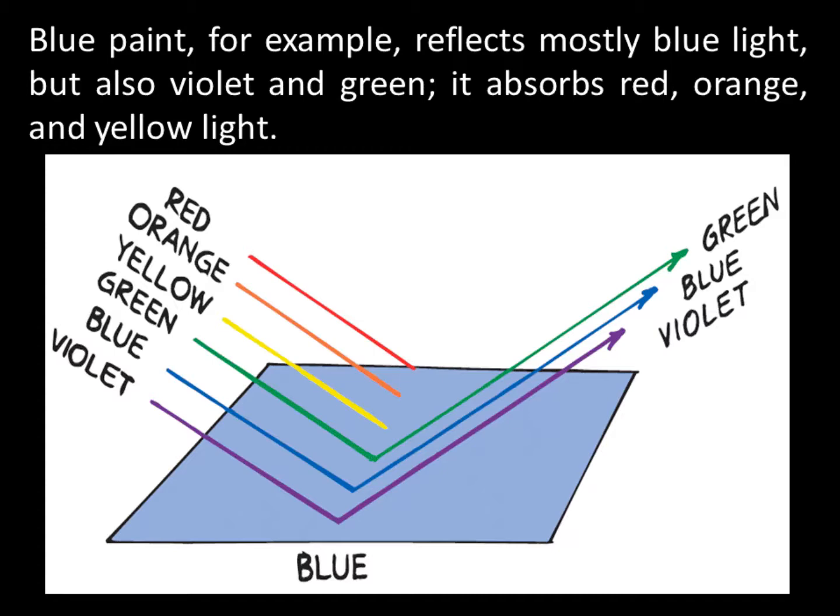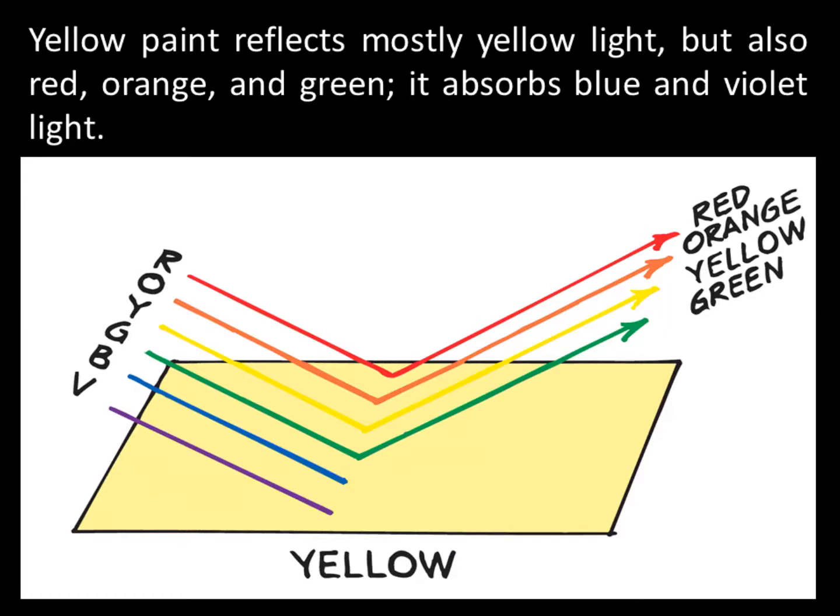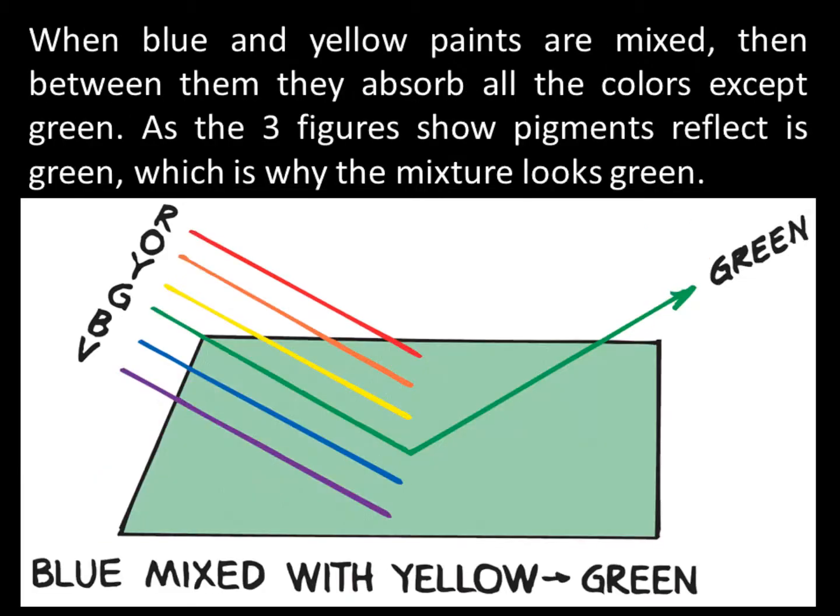Now, if I have a yellow or yellowish pigment, it's going to reflect red, orange, yellow, and green, and you get this kind of yellow color, as it's going to absorb the higher energy waves. So you're subtracting out the blue and the violet, or the blue and the indigo. When you talk about the formation of a color by subtraction, it's not so much subtraction as what colors are being absorbed or subtracted out by absorption. When blue and yellow paints are mixed, then between them they absorb all the colors except green. As the three figures show, the pigments reflect green, which is why the mixture looks green.